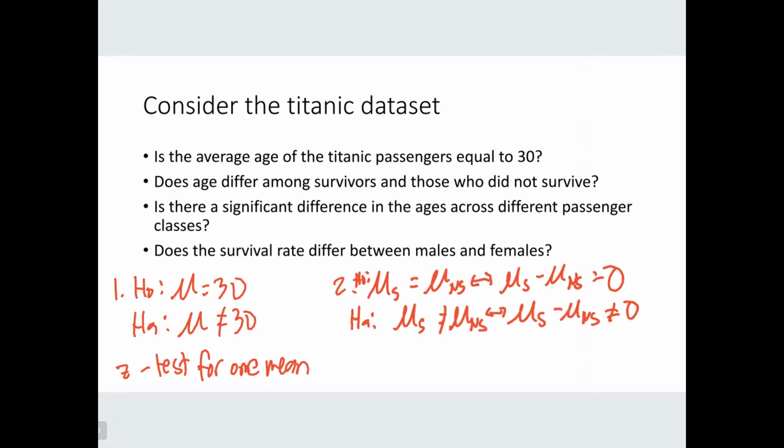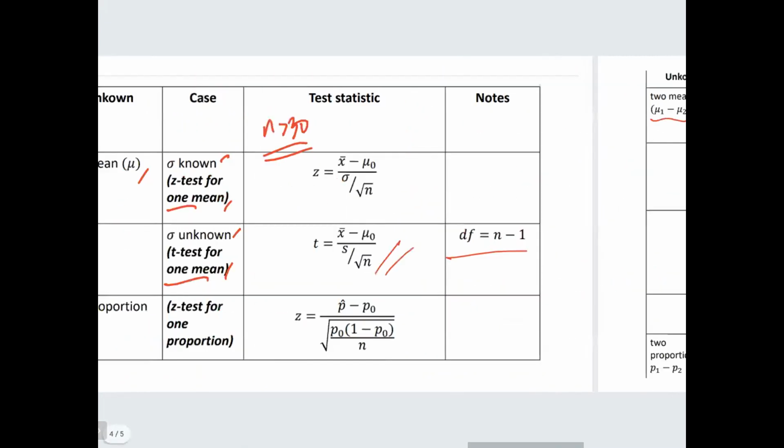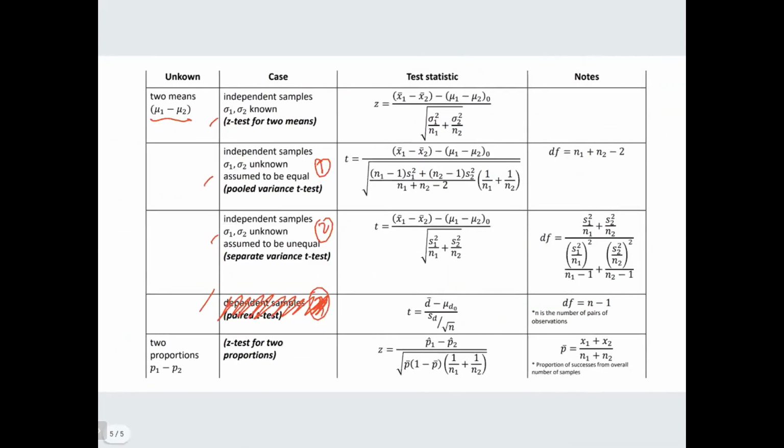Okay. And then from last meeting, again, just a recap. We use this guide. We have 4 cases when we deal with problems regarding 2 means. So is it going to be a z-test, a pooled variance t-test, separate variance t-test, or a paired t-test? And then we eliminate one after the other. First, it's not involving dependent samples. Dependent samples are the ones with correspondence with each other.